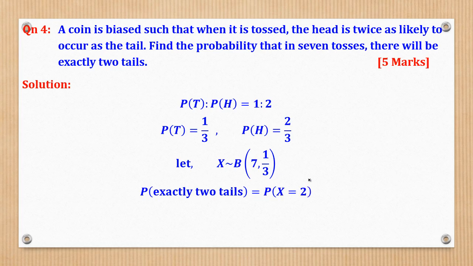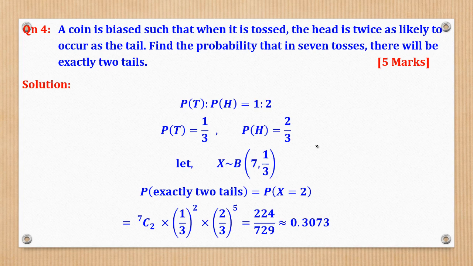Exactly 2 means x equal to 2, so we'll quote the formula. I'm using the formula because this value is not there in the logbook. Otherwise you would have read it off, and that's what they wanted.